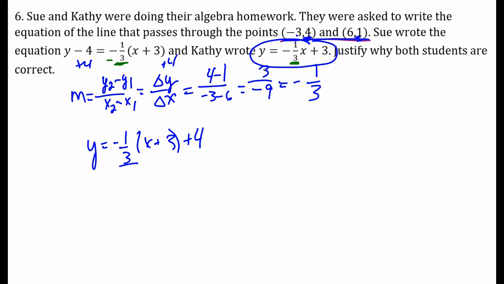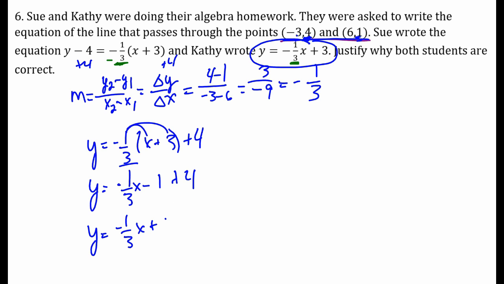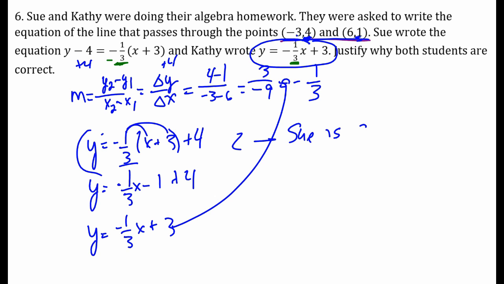What about that line? Well, let's see if these lines are actually the same. Distribute that in. -1 plus 4. Y equals -1/3 x plus 3. That's Kathy's line there. So we showed that Sue's line was correct. We know that Sue's line is correct from point slope form. And then we distributed to get Kathy's line.